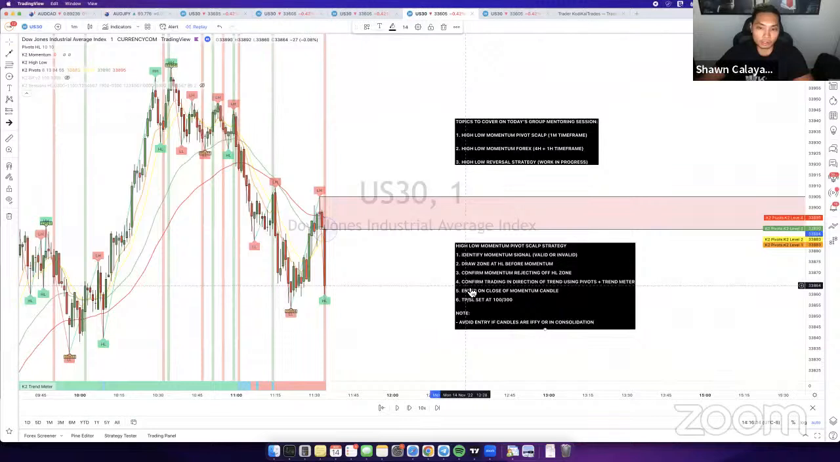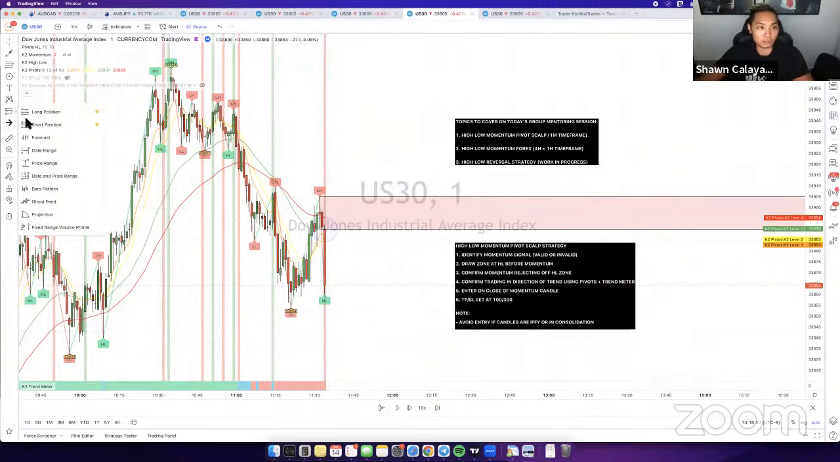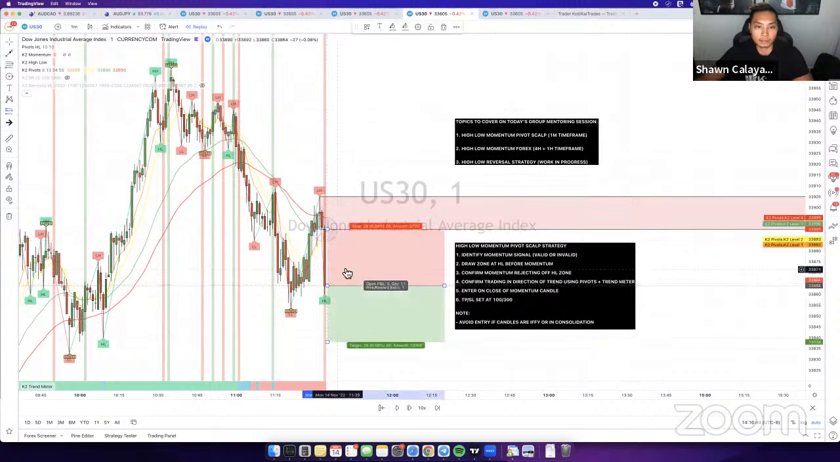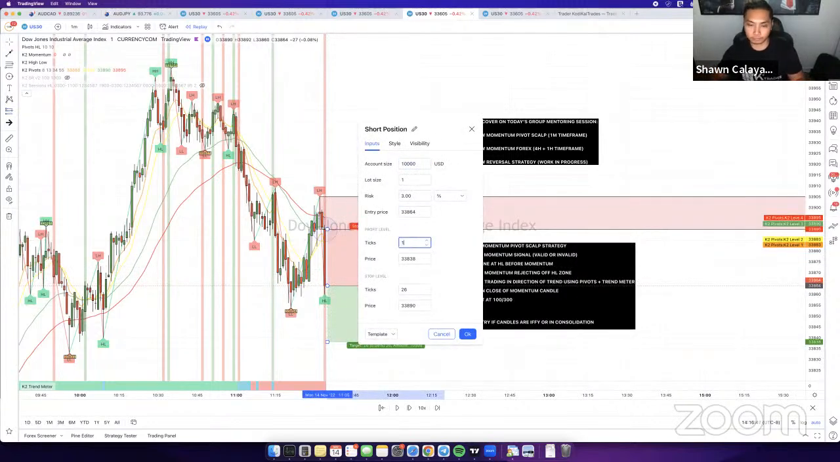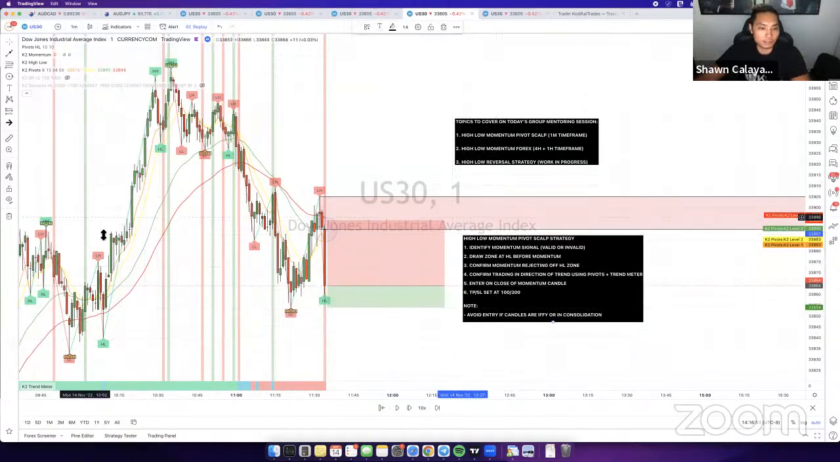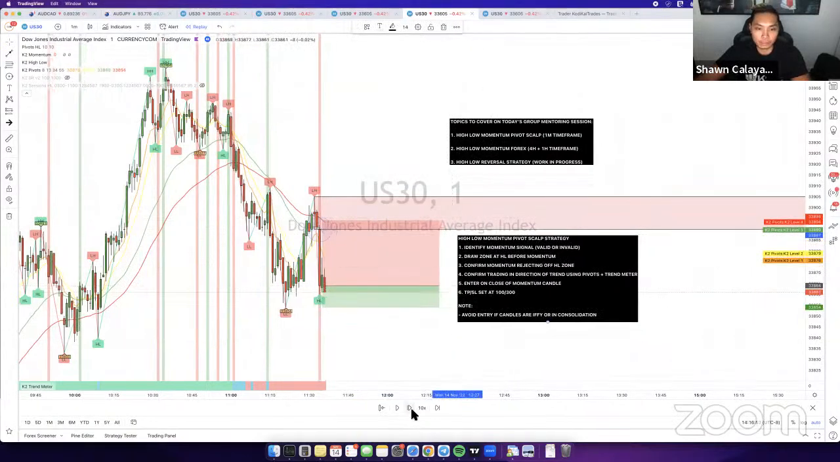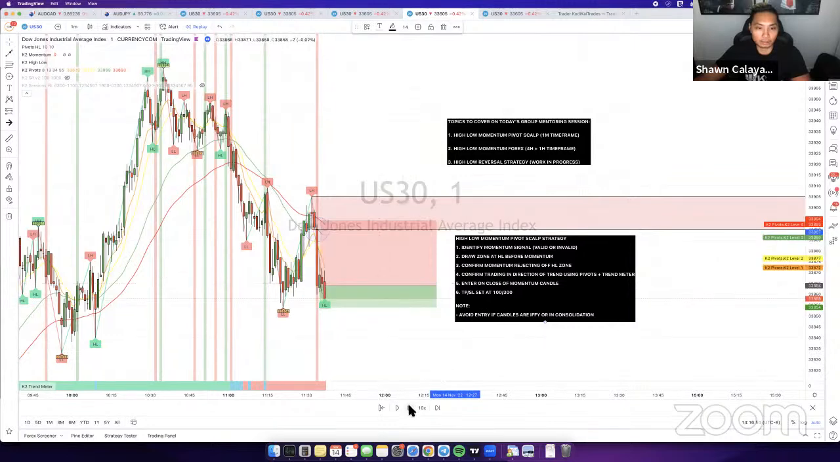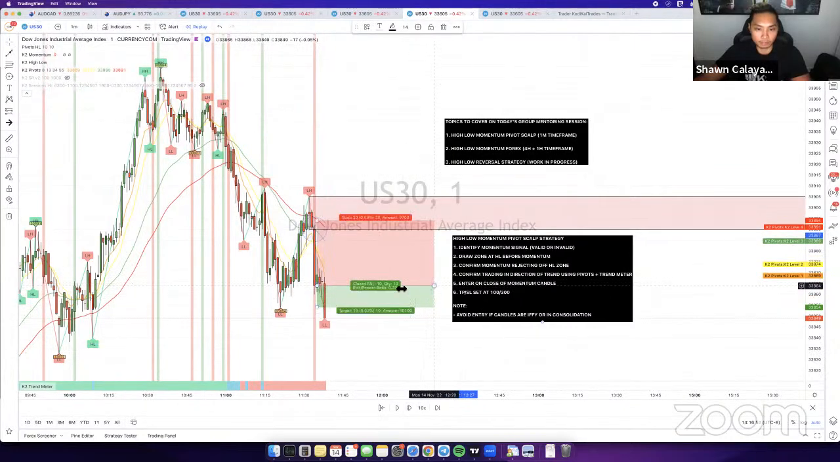Requirement number 4, confirm trading in the direction of trend. You can see pivots over here are angling down. Red pivots on top, above all the other pivots. Trend meter is also red. It's in a strong downtrend. That said, you enter the short right here. Same situation, 100 pip TP, 300 pip stop loss. Everything's set, you let the trade run. It retraces a little bit, comes back down, pushes down further, full TP.